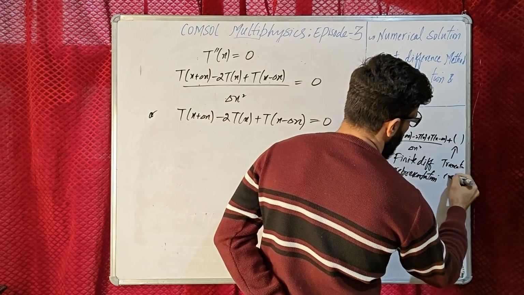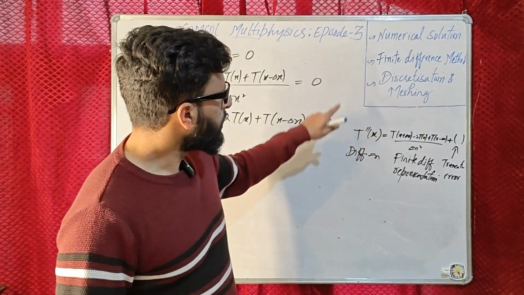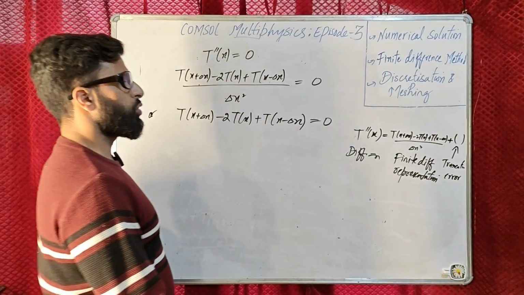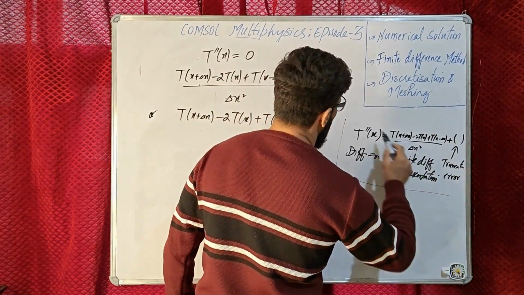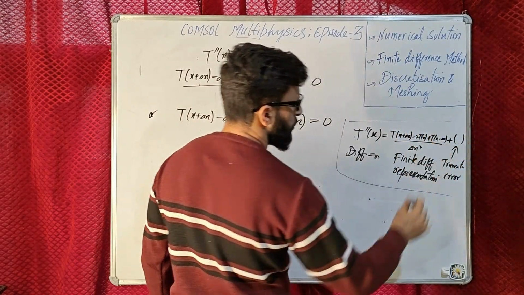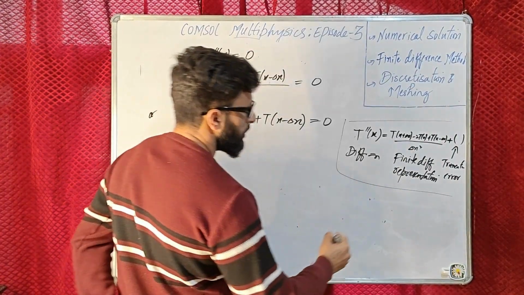Truncation error. This is our differential equation. It is equal to the finite difference formula plus the truncation error. So this is the exact value of our differential equation. If we consider this as well as the truncation error, we will get the exact value of the differential equation.